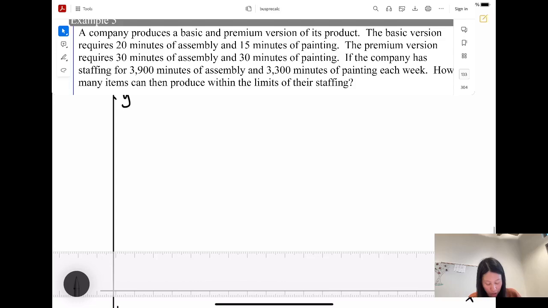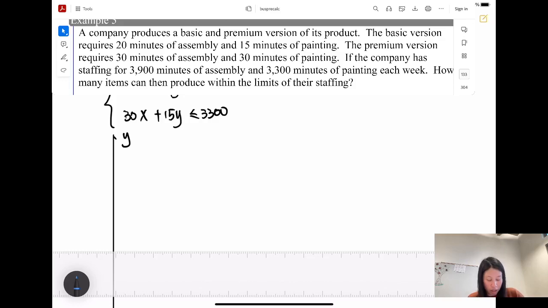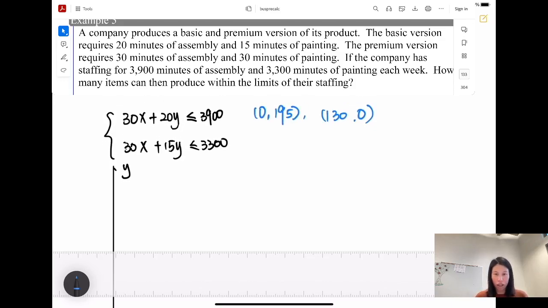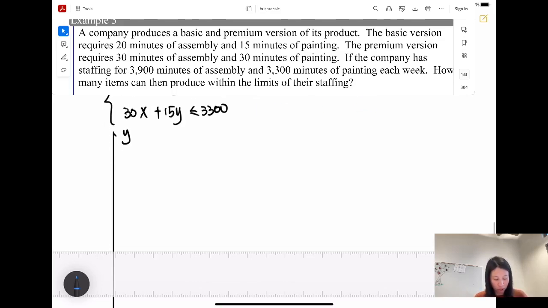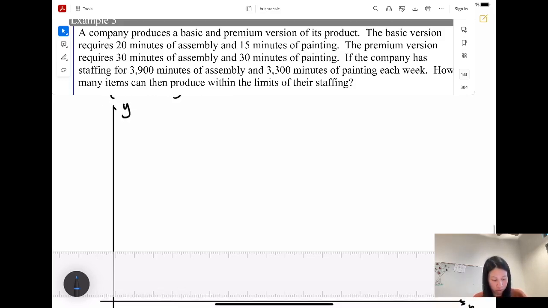So let's use blue for the first one. If I pick 0 for X, Y equals to what? Y equals 195. If I pick Y equals 0, X equals what? 130. Oh, sorry. Okay, so now let's draw this line: 0 and 195, and 130 and 0.